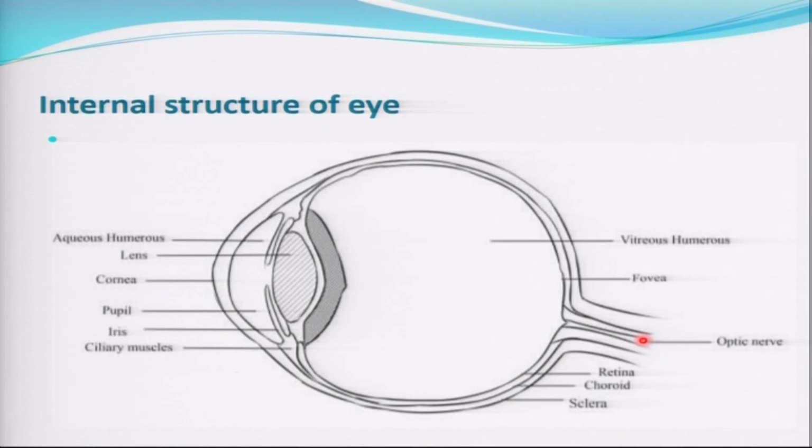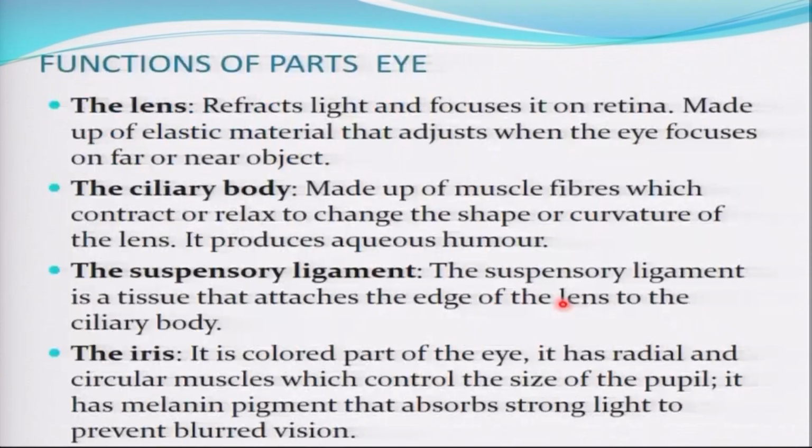Then you have here the optic nerve. The optic nerve is there. It is the one that will pick the impulse and carry it to the brain. And then you have also the fovea here. So you can ask yourself the function of each part. We have the lens. What's the importance of the lens? They reflect the light and focus it on the retina.